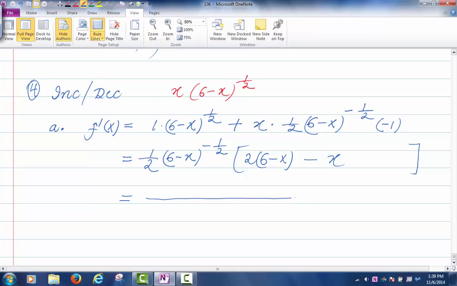Because I have a negative exponent here, 6 minus x, I'm going to write it as 6 minus x to the positive half in the denominator. And I have a 2 in the denominator. And the numerator would be what I have within the brackets. And what I have there is 12 minus what?